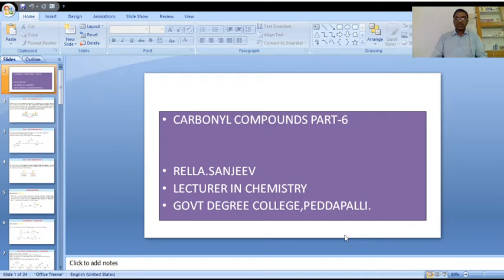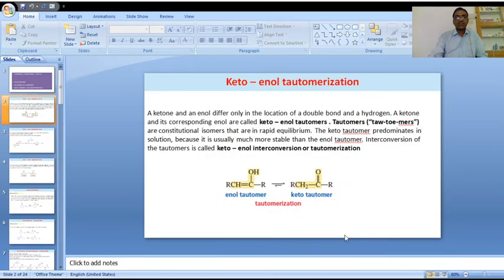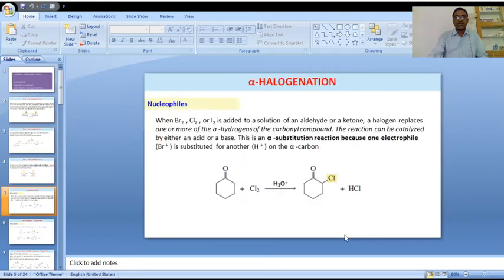In this part 6, keto-enol completed, alpha halogenation process. Alpha halogenation is a very interesting reaction. When bromine, chlorine, or iodine molecules are added to the solution of an aldehyde or it may be a ketone, a halogen replaces one or more of the alpha hydrogens of the carbonyl compound.